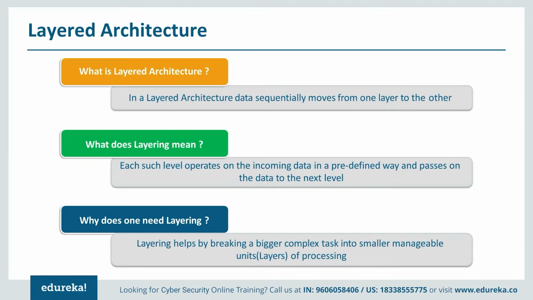What does layering mean? Each layer operates on the incoming data in a predefined way and passes the data to the next level. So each layer is operating on how to receive the data, how to process it, and how to send it out. So each layer will receive data, process it, and send it across to the next layer. Why does one need layering? Layering helps break a single complex task into multiple smaller units, and each layer can process multiple units and get the tedious single networking task done.